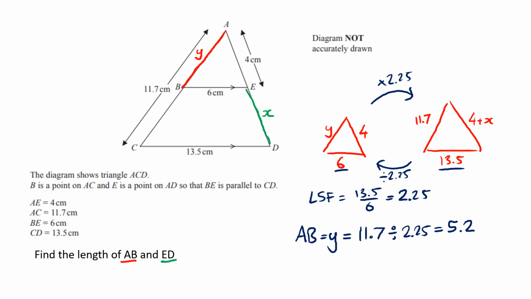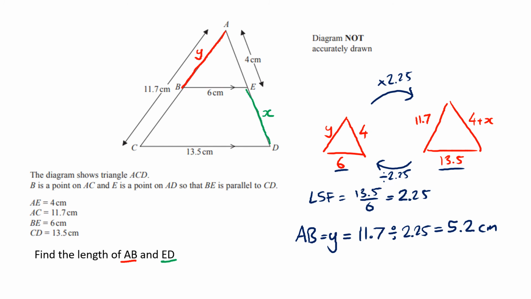So for starters there, we can get that the LSF is 2.25. We can get that the missing side AB, we need to divide by that, so we're going to get 5.2 for that. I guess I should say centimeters because it's a unit. And then we've got again this 4 to 4 plus x thing.